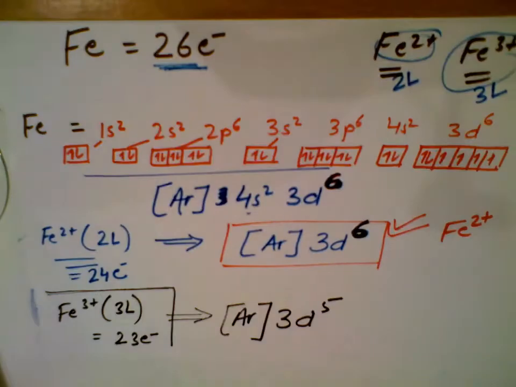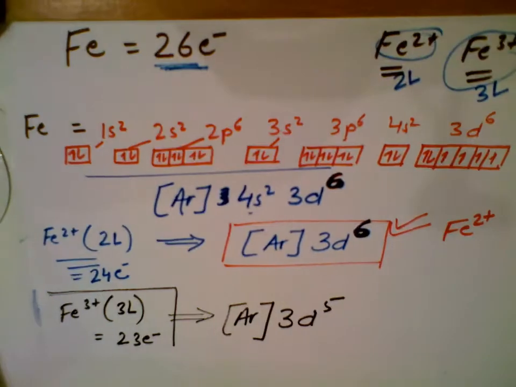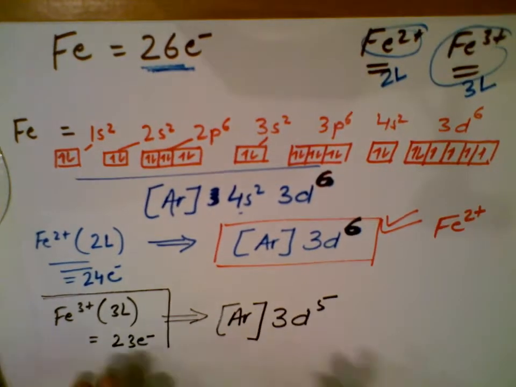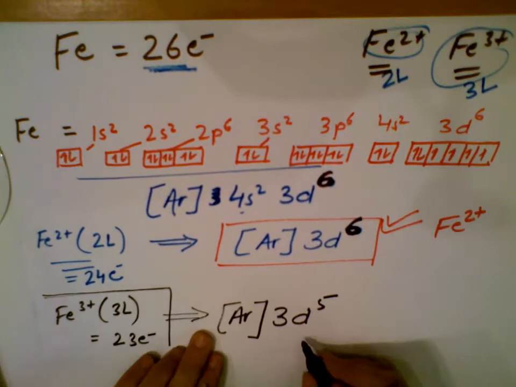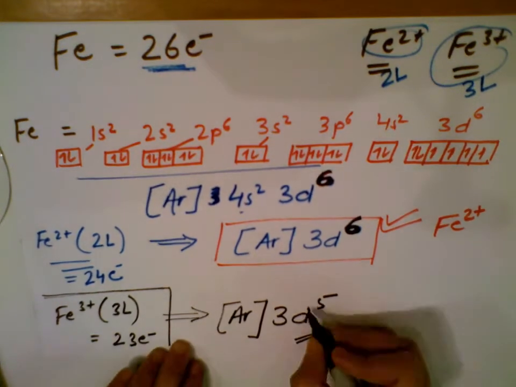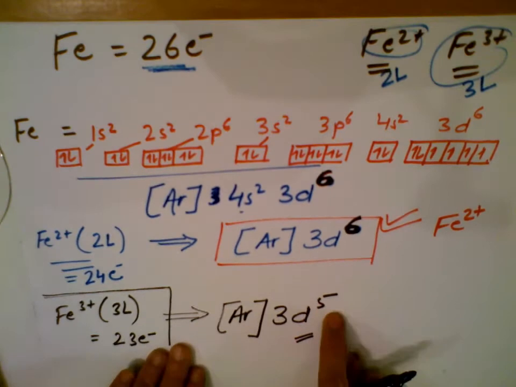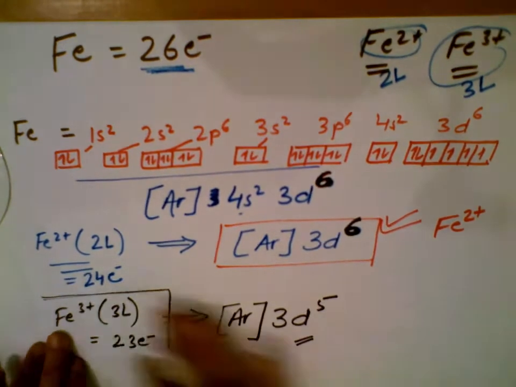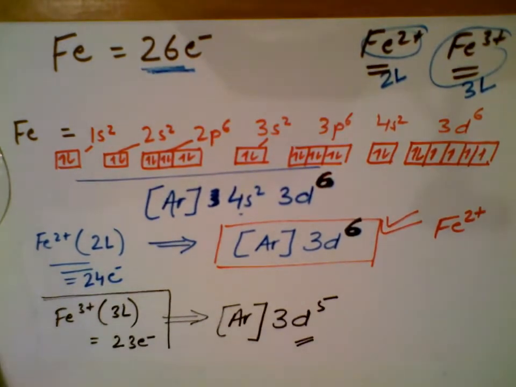This goes back to the rule of half-filled d orbitals and completely filled d orbitals. So here you can see 3d5 is a half-filled d orbital. Maximum electrons in d can be 10, so 5 is half-filled. So this 3+ is actually more stable than 2+, but still both are stable ions of iron, Fe2+ and Fe3+.